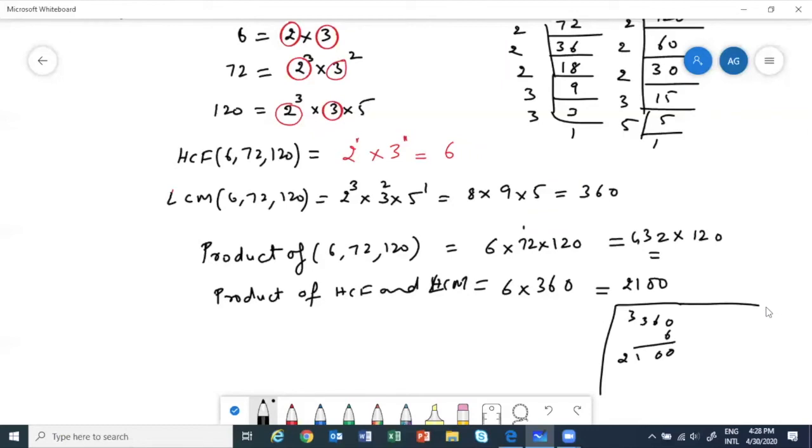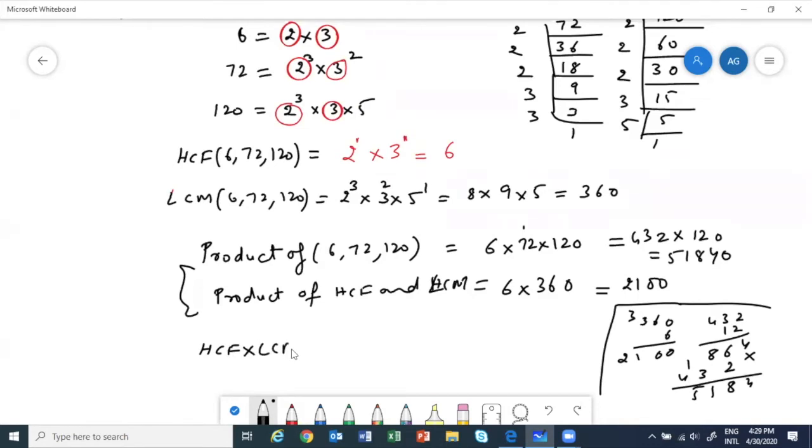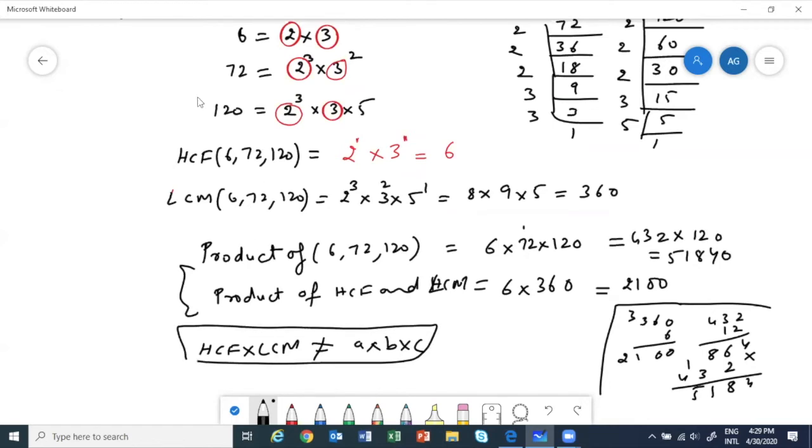This is my rough work. Okay, so let's take 432 into 12. 4, 6, 8, 2, 3, 4. So 4, 8, 8 and 2, 10, 11. This is 51840. Okay, so they are not equal. From this we can see HCF into LCM of more than two numbers is not equal to the product. Okay, it is not equal to A into B into C. So only for two numbers it holds the property.